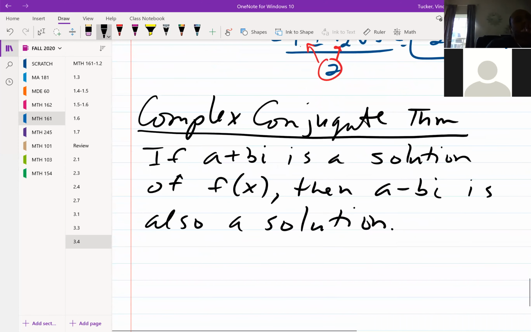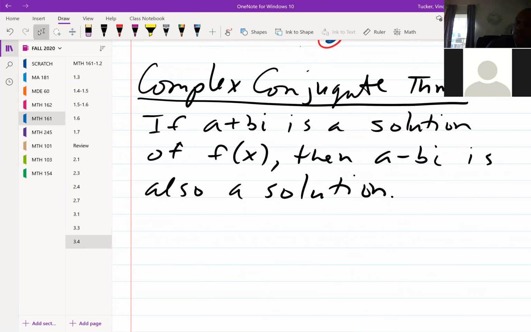Okay, complex conjugate theorem. If a plus bi is a solution of f of x, then a minus bi is also a solution of f of x.